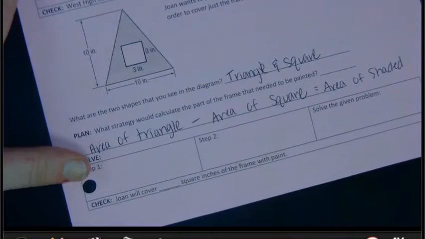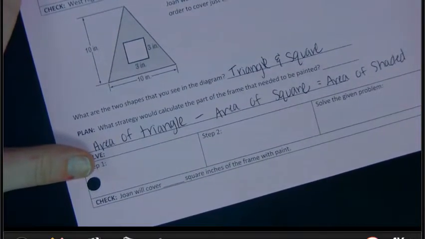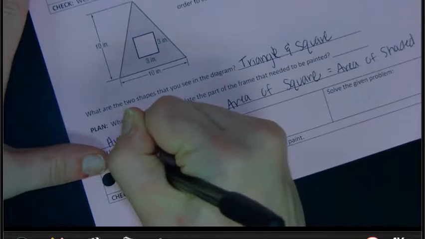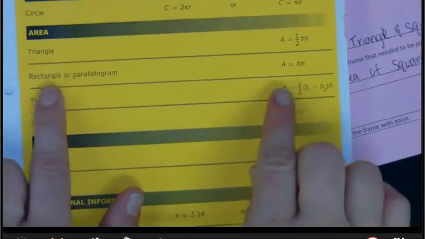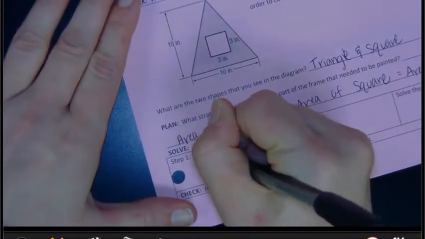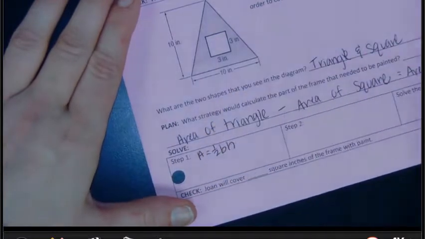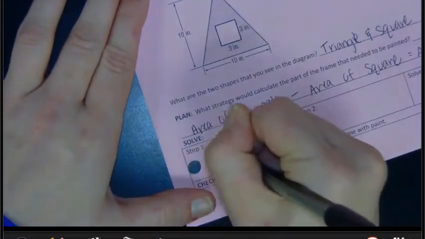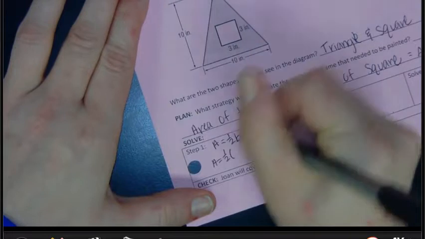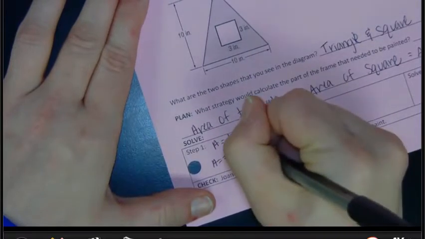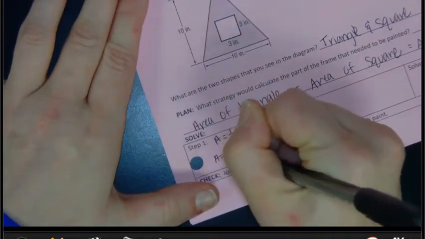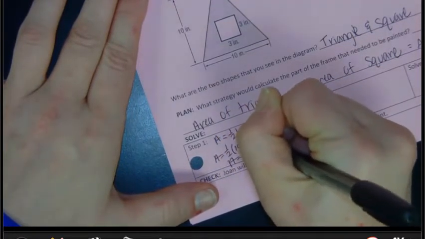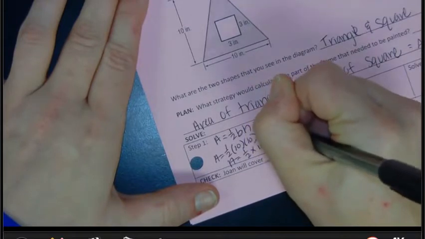All right, so step one, I need to find the area of a triangle. Looking at my STAR sheet once again, it's telling me that the area of a triangle is 1/2 base times height. So area equals 1/2 base times the height. I'm going to plug in my numbers: 1/2 times the base, 10, times the height, 10. Well, 10 times 10 is 100. So area is equal to 1/2 times 100, and half of 100 is 50.